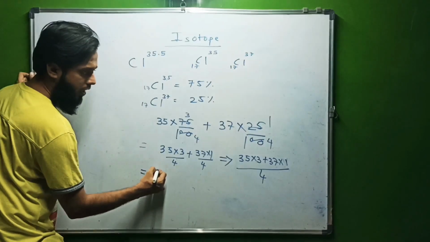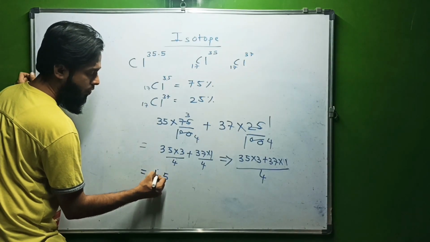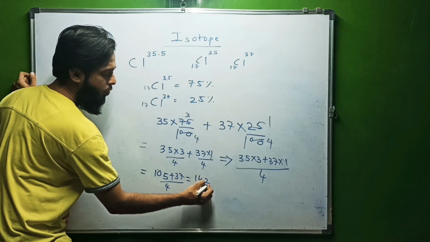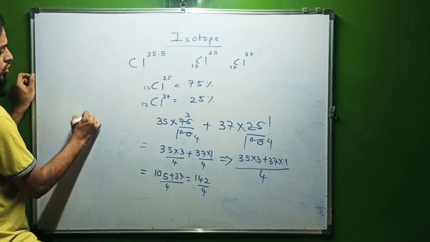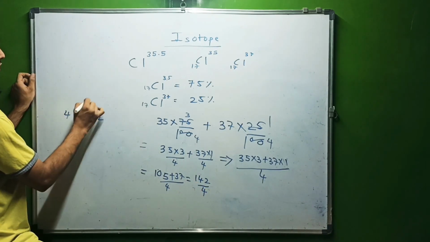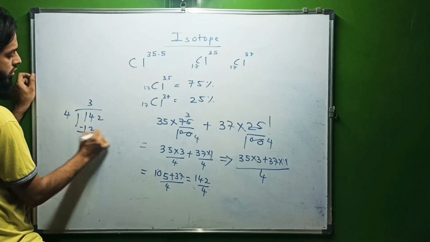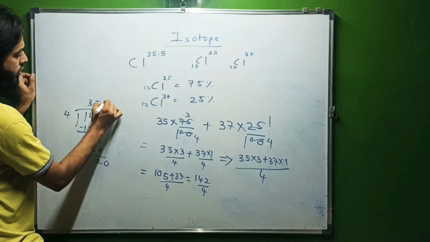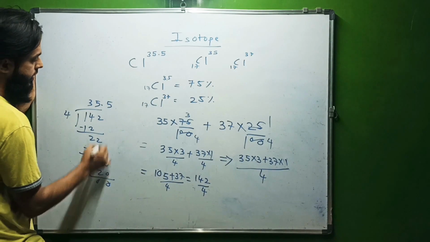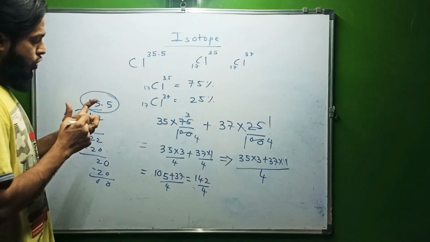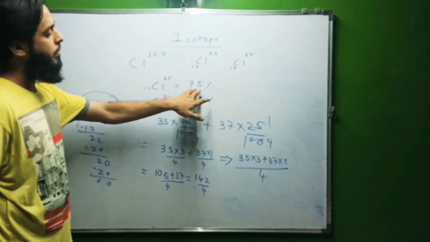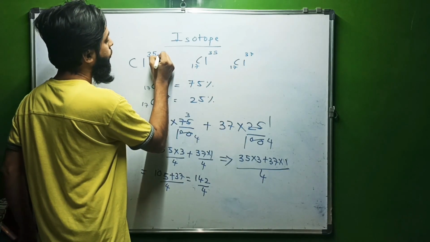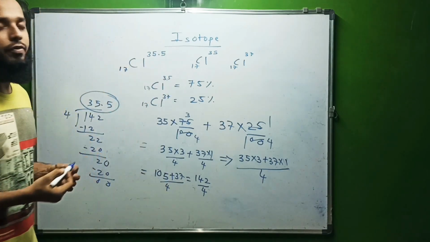So it will be 105 plus 37, which is 142, divided by 4. So 142 divided by 4, 4 3s are 12, 22, 4 5s are 20. So you can see the answer is 35.5. So when we take the average mass of 75% as well as 25% of these isotopes, the answer is 35.5. That's why the atomic weight we write for chlorine is 35.5.